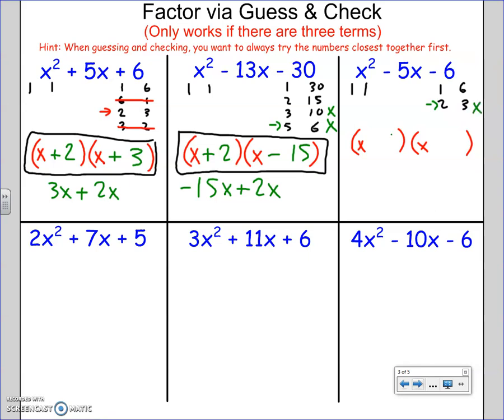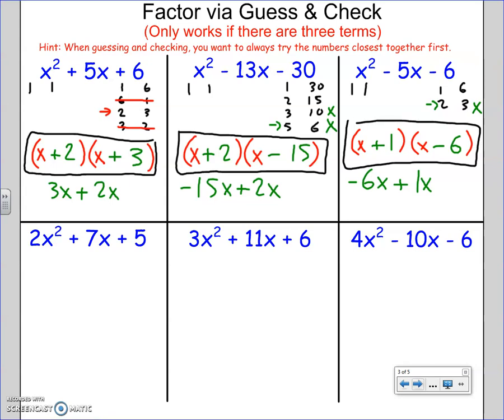I'll try the other one, 1 and 6. Alright, I do the O, that's 6x. I do the I, that's 1x. Can 6x and 1x make 5x? Yeah, 6x minus 1x is 5x. I need a negative 5x, so the 6 has to be negative and the 1 is positive. So the 6 is negative, this 1 is positive. I check the sign of L. Positive times negative is negative. It matches, we're good. That is the answer. Alright, so signs are very, very important.